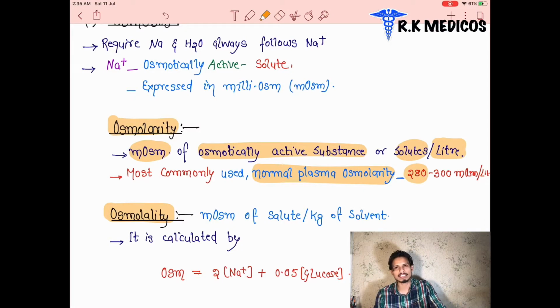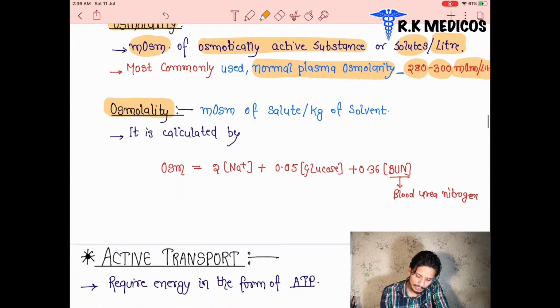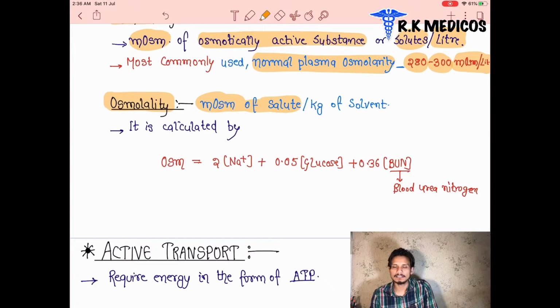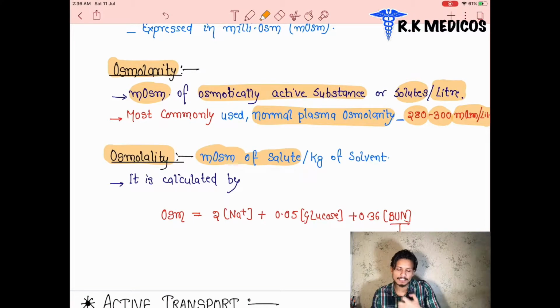When we measure the osmolarity in our normal plasma, it comes to 280 to 300 milliosmol per liter. After this we can see osmolality. It is the milliosmol of solute per kg, whereas the above one is the osmotically active substance present per liter. This unit is most important here: one is measured in liter and the other in kg of the solvent.